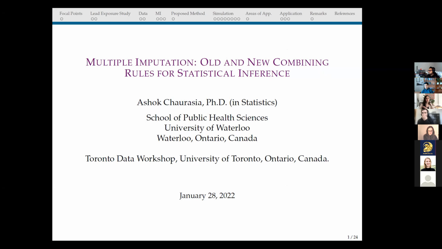And his work spans a really broad range of topics, including youth and children wellness and pediatrics and cancer screening and care. So today he's going to be talking about multiple imputation. So Professor, please take it away.